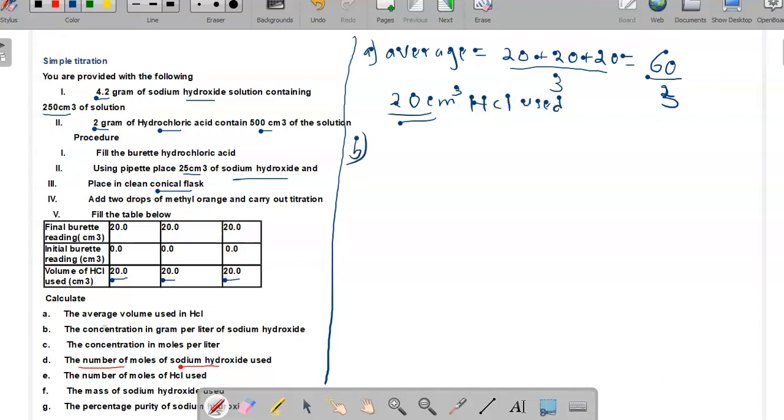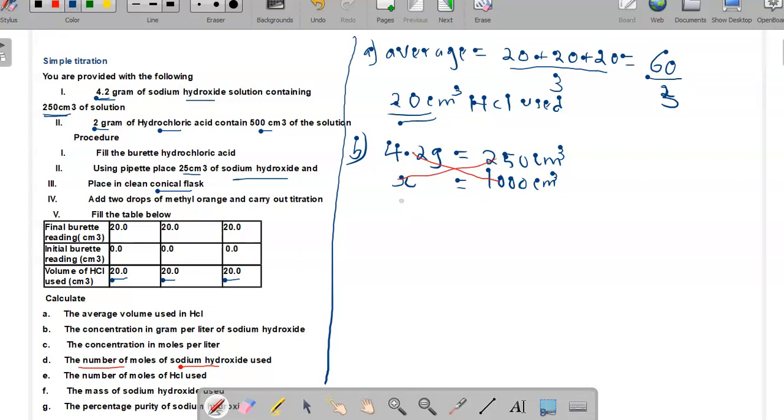Part B is asking the concentration in gram per liter of sodium hydroxide. For you to calculate the concentration of sodium hydroxide, we have the mass and the total volume. Then we will say mass is equal to total volume, what about 1000? We have learned this one in lesson 18 and lesson 19. 4.2 gram is equal to the total volume, which is 250 centimeter cubic. What about 1000 centimeter cubic? Then you do is equal to x. Then you do cross multiplication. You cross multiply this one, then you cross multiply this one.